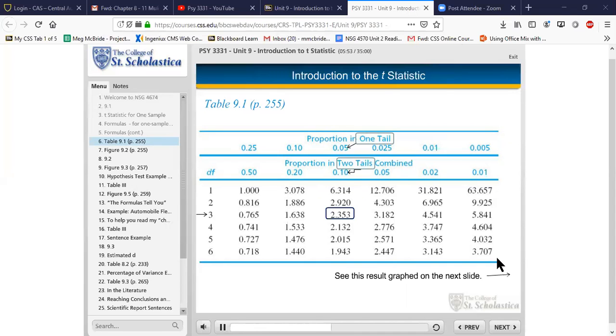Then reading down the 0.10 column for the two-tail situation, we find the table value for t is 2.353. Looking above in the one-tail heading, you can see that 5% or 0.05 of the sample means would be above a t of positive 2.353 or below negative 2.353. Let's see how this is graphed on the next slide.